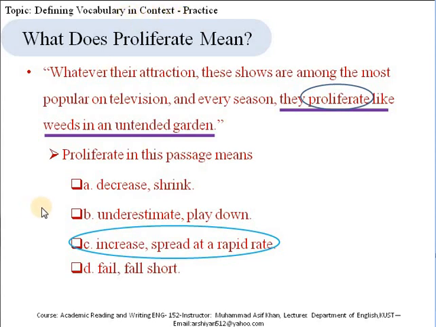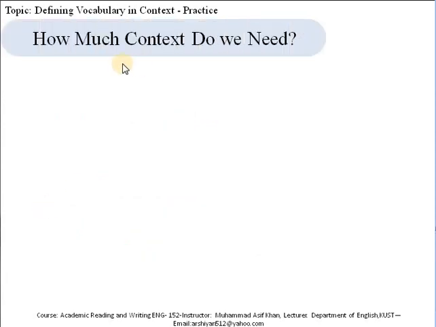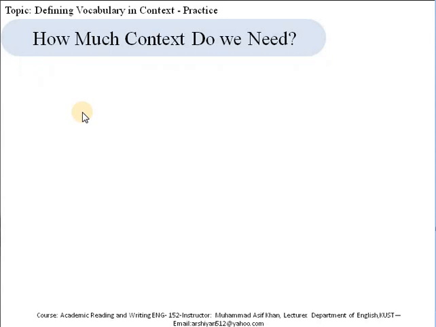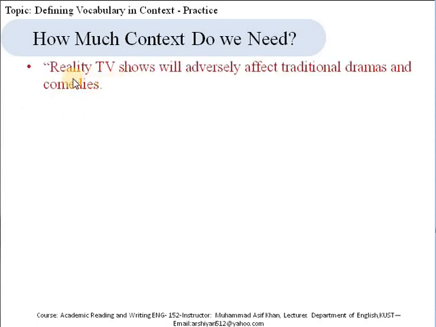Now, another question arises in the mind of the reader: how much context do we need for finding the meaning of a word? In the previous example, you would still be able to understand the main message of the passage, even if you didn't know or couldn't figure out the meanings of these 2 words. The first one is obscure and the second word is proliferate. But in some cases, your understanding of the passage depends on your understanding of that particular word or phrase. So can you understand the following sentence, for example, without knowing what adversely means?